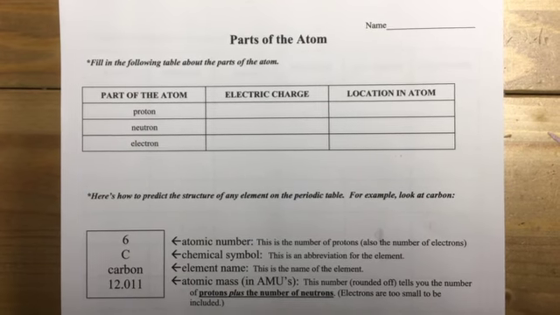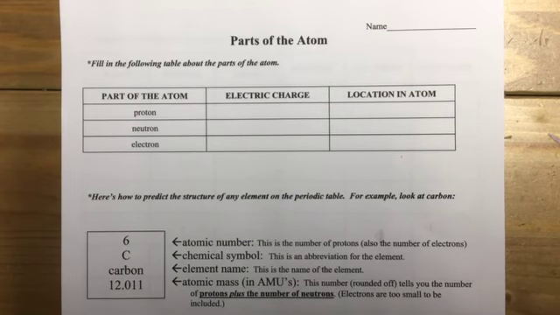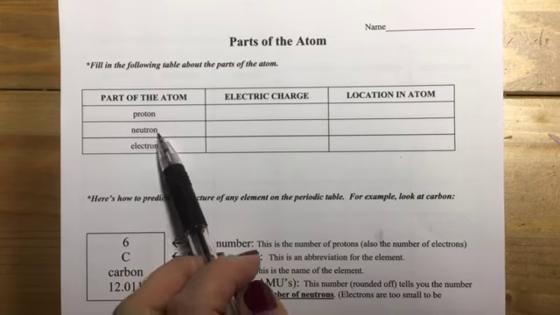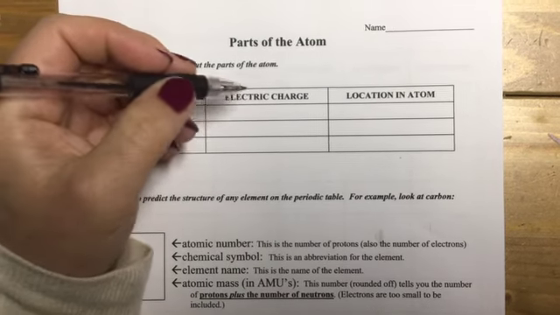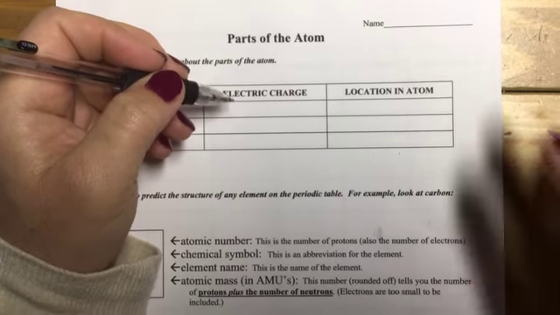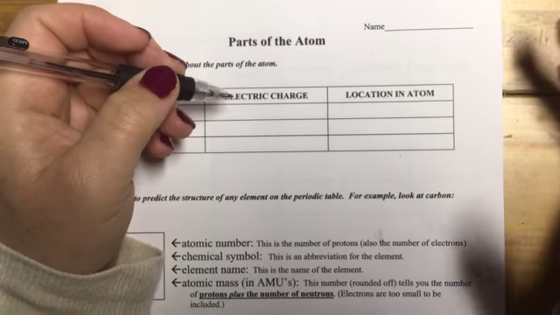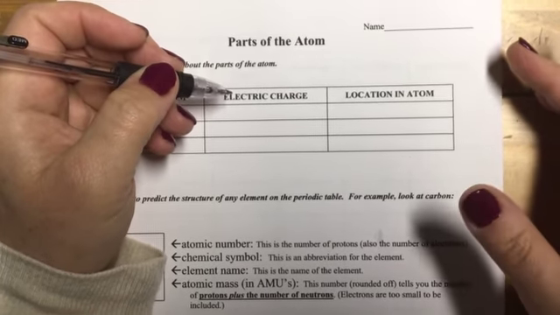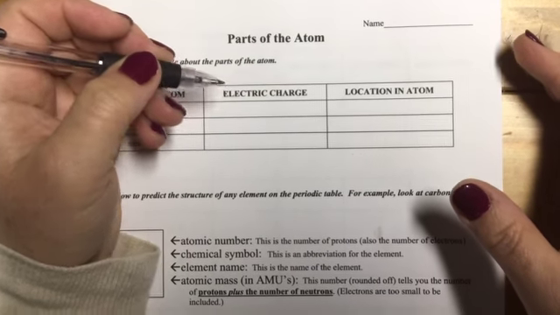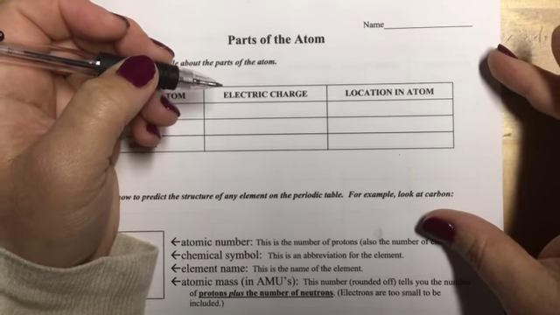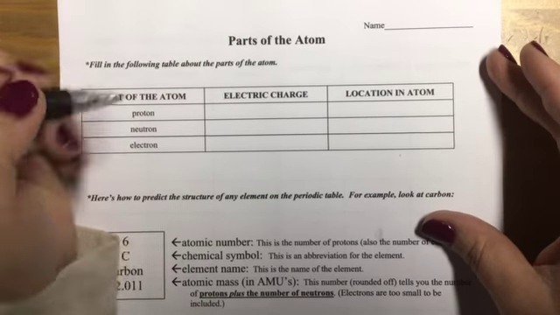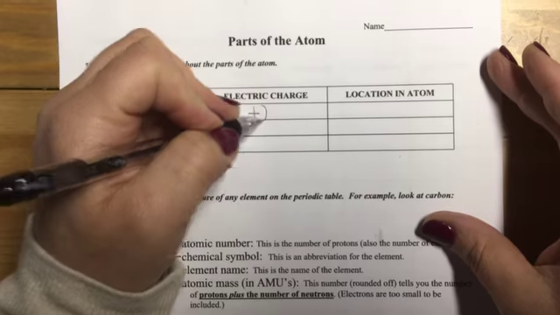So an atom is actually made of three parts. We've got protons, we've got neutrons, and we've got electrons here. So basically, the first thing we're going to look at is the electric charge. So electricity comes from the movement of atoms. And in order for us to understand that, we need to look at what charge each part of the atom has. So a proton is actually positively charged.